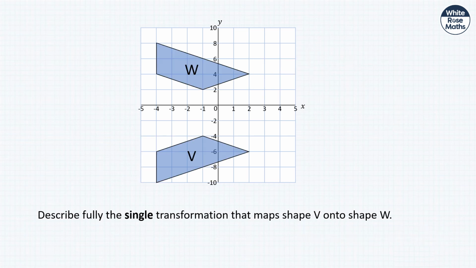Okay, next one. This one's going to be a reflection in the line. Let's just count this way. It'll be 1, 2, 3, so it'll be 1.5. So it will be a reflection in the line y equals -1. It's a horizontal line. So be careful here when you read your scales for reflection.